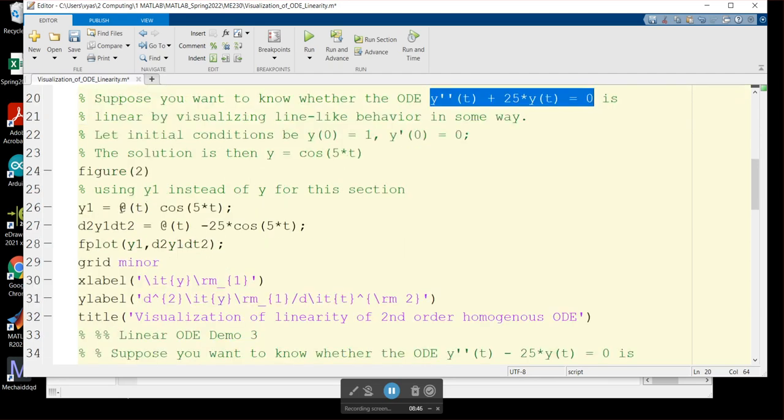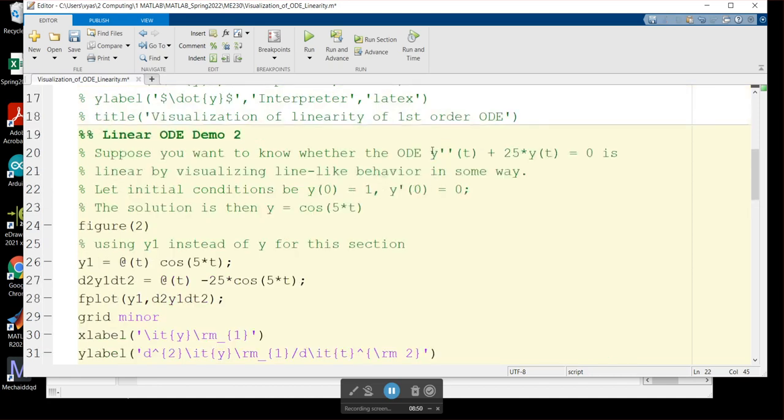Again, I have defined a function handle for cosine of 5t. And now I want to plot, if it's linear, I should be able to show that this is a variable like y, this is a variable like x, and the slope of this line will be 25, -25 to be more accurate. So I plot y of t versus y double prime of t.